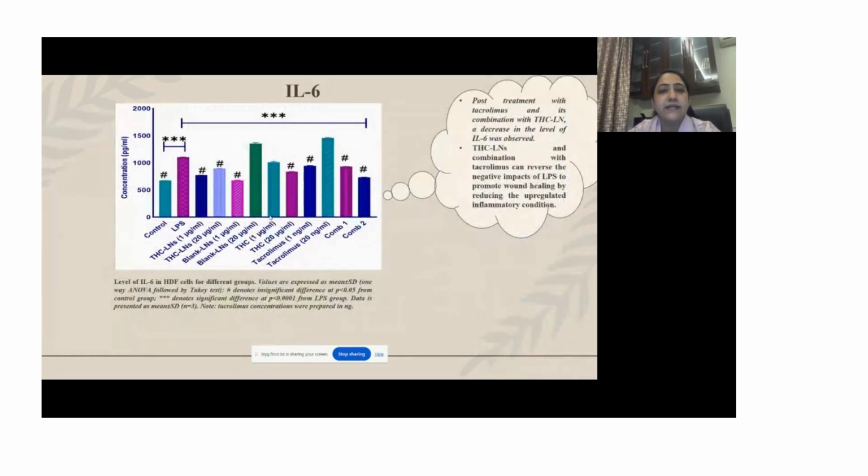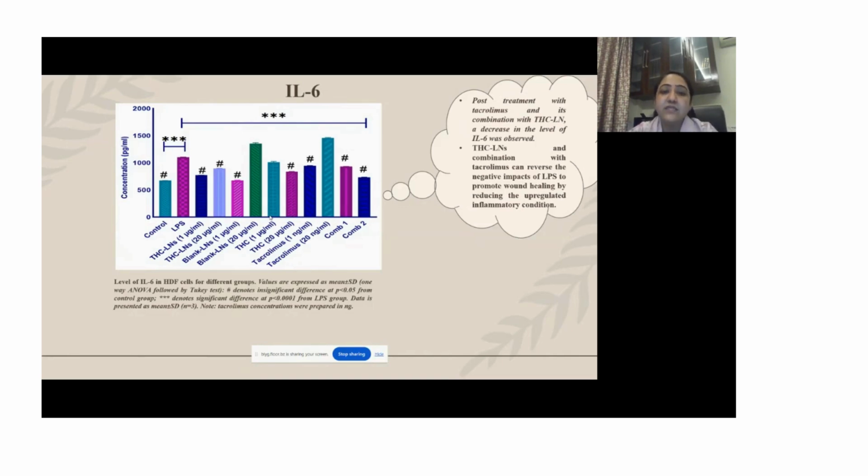So next is interleukin 6. With the treatment with tacrolimus and its combination with TSC-SLN, we can see the decrease in level of interleukin 6, and the combination can reverse the negative impact of LPS, because LPS was used for inflaming the cells. So I have selected two concentrations, that is 1 microgram per ml, that is a very low concentration, and second is a higher concentration, that is 20 microgram per ml.